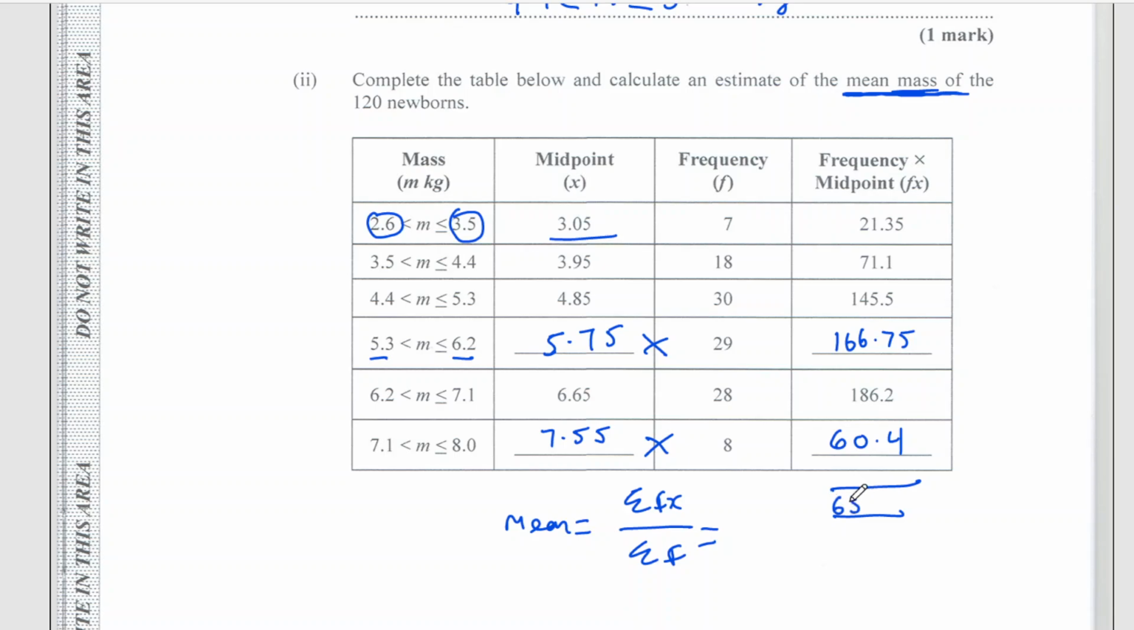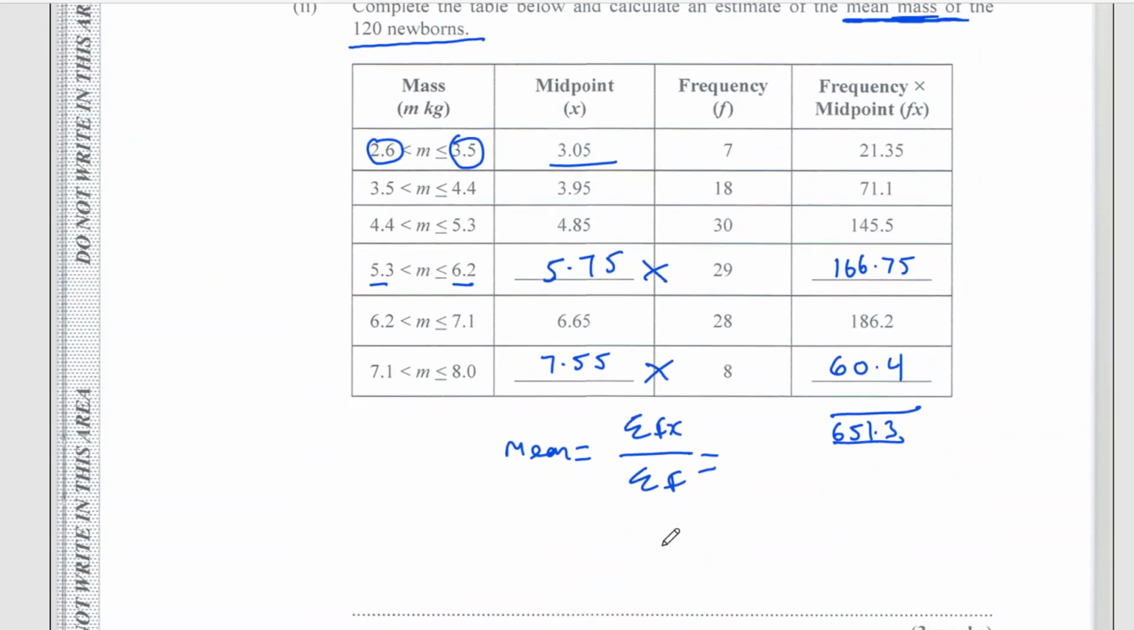651.3, and the total frequency, again, don't want to waste time adding this up. The total is 120 newborns, so our total frequency is 120. So mean would be 651.3 over 120, which is 5.43 kilograms.